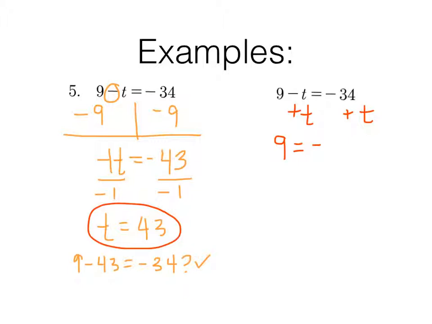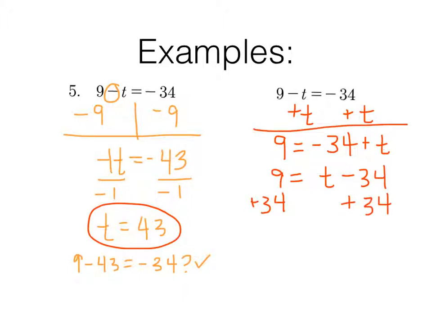Okay, that gives me negative 34 plus t, or t minus 34 equals 9, or 9 equals. So now I can add 34 to each side. Okay, I didn't put in my t-bars, I apologize. Giving me 43. Well, that's odd. This must be an instrumental version. Anyway, 43 equals t.